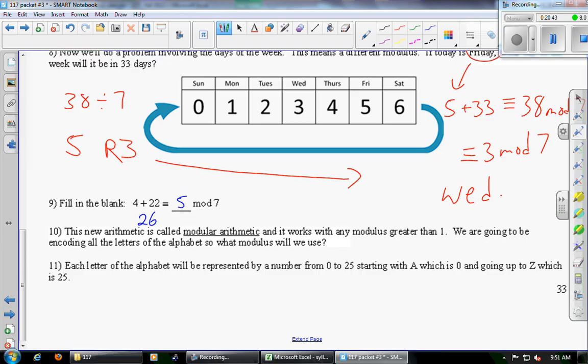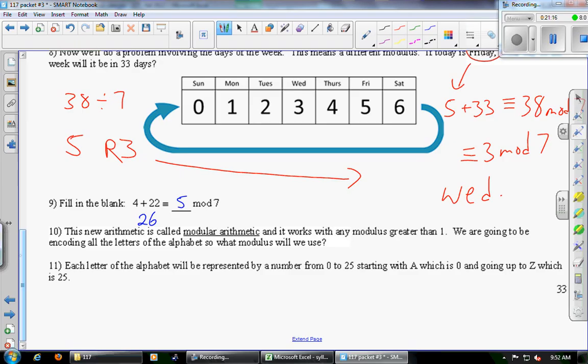It's 26. But you're not allowed to say 26. You got to give me a number between 0 and 6. So what's left over when I get rid of all the 7s that are in that number? It's a 5. What do you mean? So there's no decimals. This kind of arithmetic, there's no half hours, there's no 15 minutes, it's all those natural numbers.